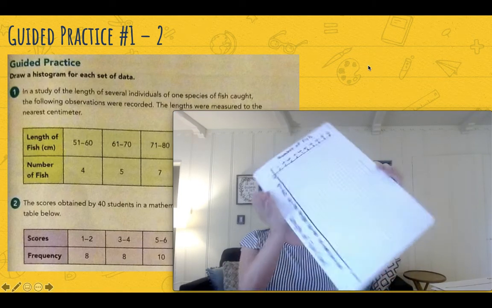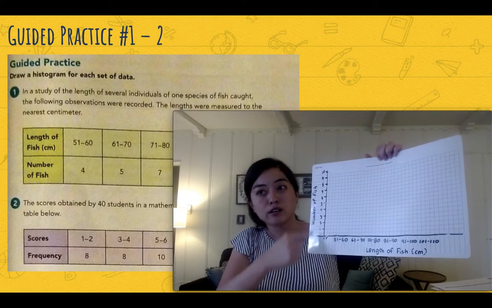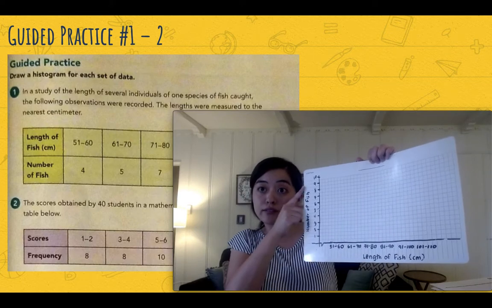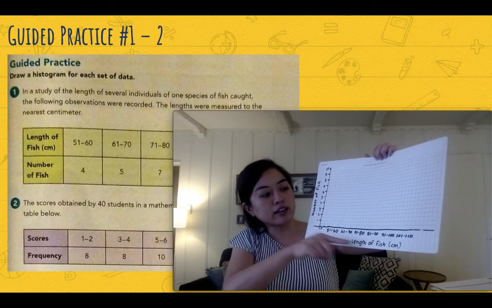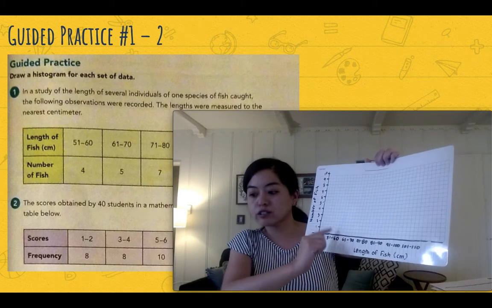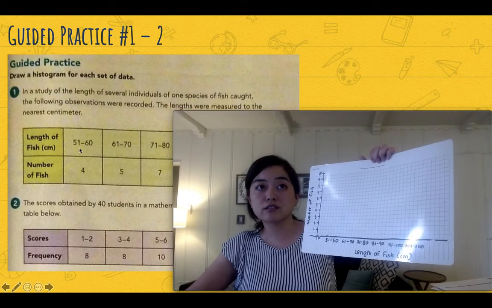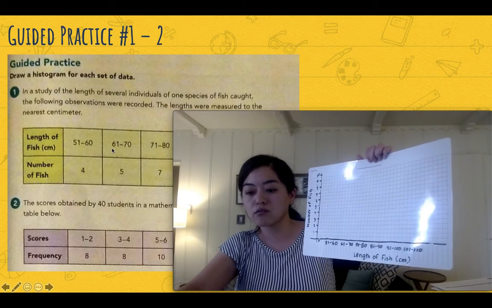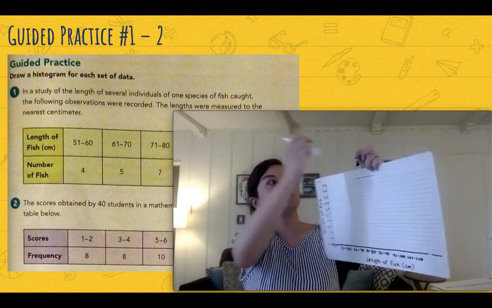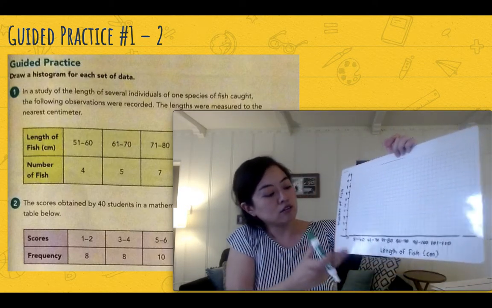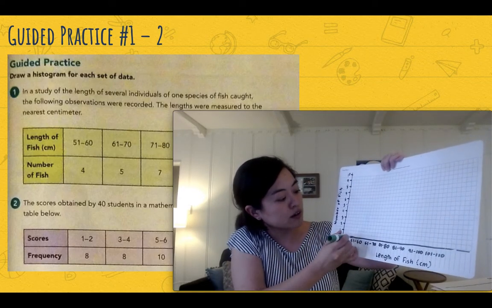So here, okay, my frequency is here on the y-axis, which is the number of fish, okay? And then my interval is here. It's on the x-axis, so it's length of fish. So I drew these intervals. For the first interval, 51 through 60, I was going to use my green, which is here. Okay, so 51 through 60 is 4, so my frequency is 4.